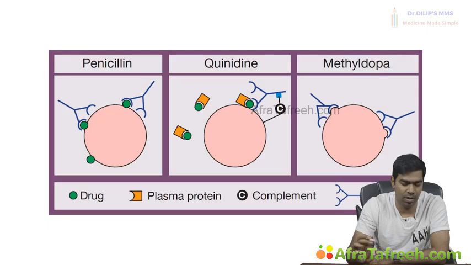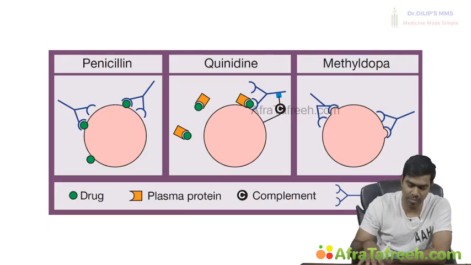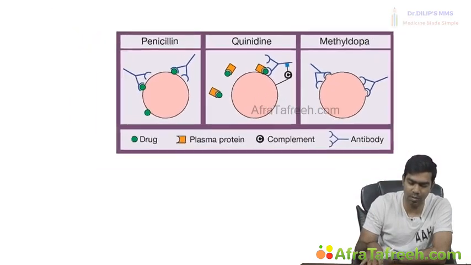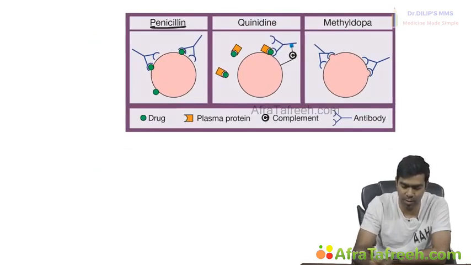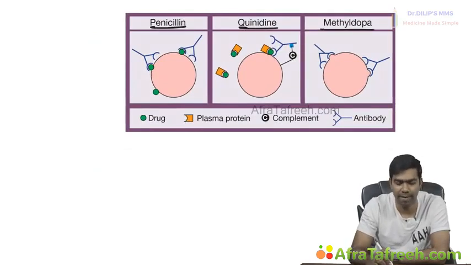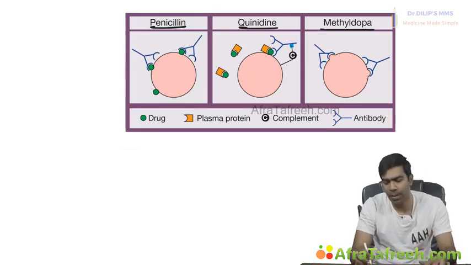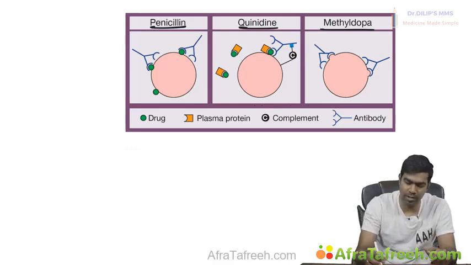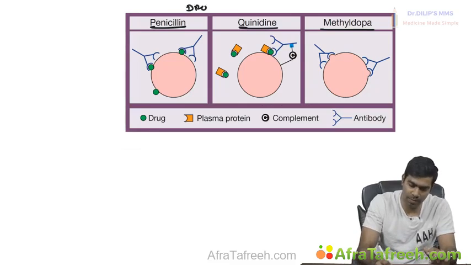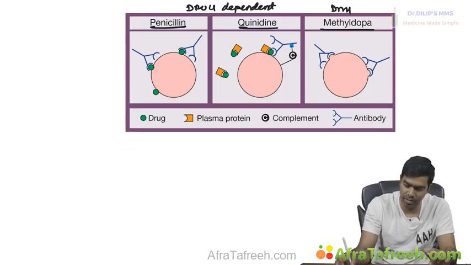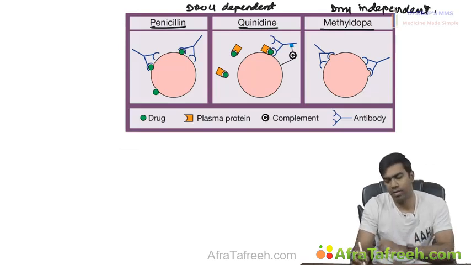Coming back to the drug-induced hemolytic anemia discussion, it can be divided into 3 components, and for all 3 I have given an example. The first 2 are drug dependent. The third one is drug independent. The third one is methyldopa. The example is methyldopa, and in this condition it is drug independent. So what are the models?